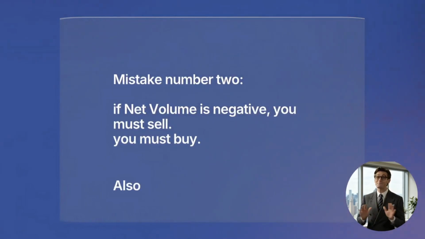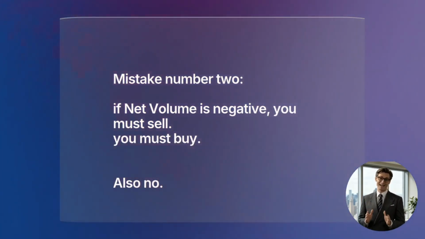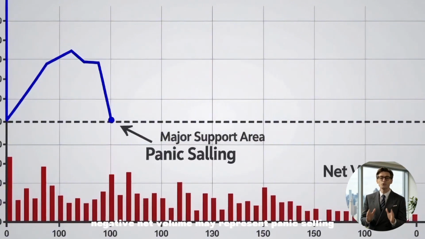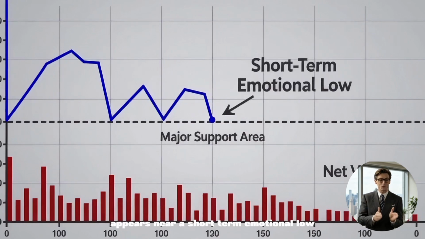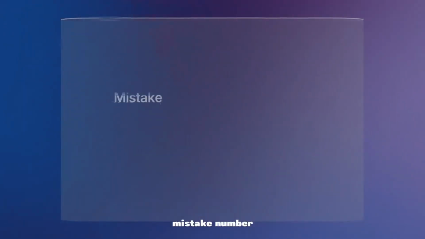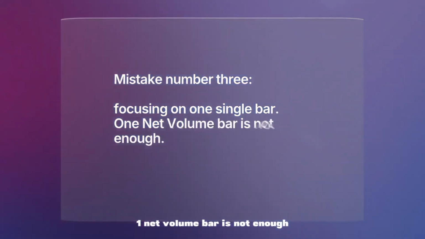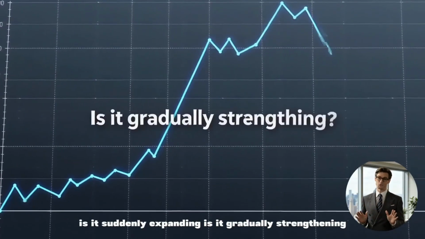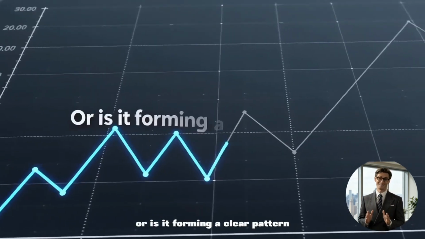Mistake number 2. If net volume is negative, you must sell. Also, no. If price has already reached a major support area, negative net volume may represent panic selling. Sometimes the strongest selling pressure appears near a short-term emotional low. Mistake number 3. Focusing on one single bar. One net volume bar is not enough. You need to observe continuity. Is it suddenly expanding? Is it gradually strengthening? Is it just a one-time spike, or is it forming a clear pattern?